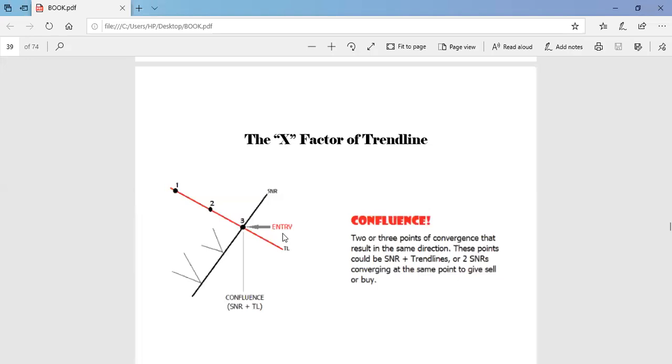So the point could be SNR plus trend line. It could be two SNRs meeting with a trend line. It could be two trend lines or three crossing together, intersecting each other. And whenever you see price touches that intersection and withdraws back, like it did here, like what happened here with this cross.